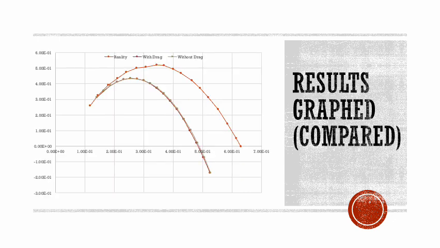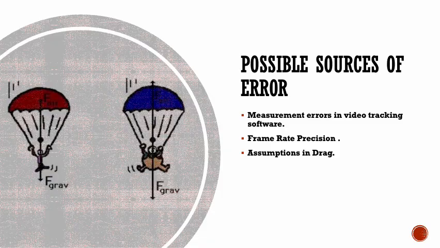Here I compare the experimental data with both computational models. The gravity-only model overestimated the range, while the model with air resistance closely matched real-world data. This confirms that drag plays a significant role in projectile motion.